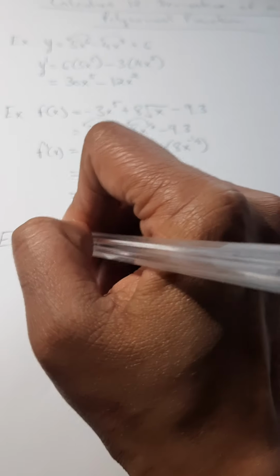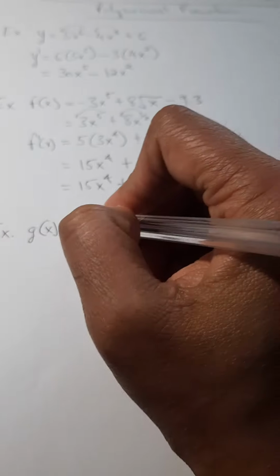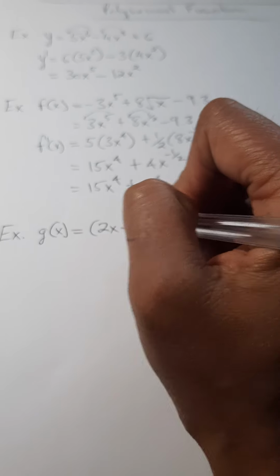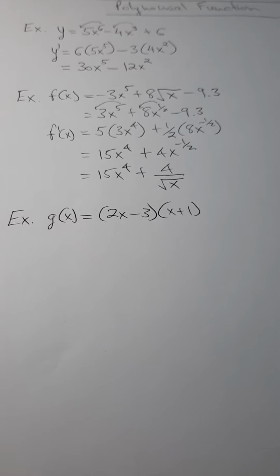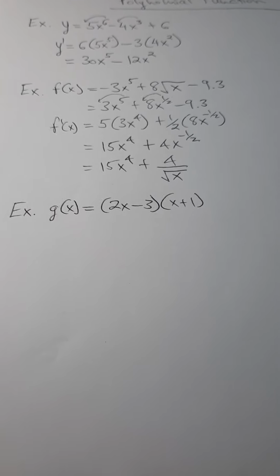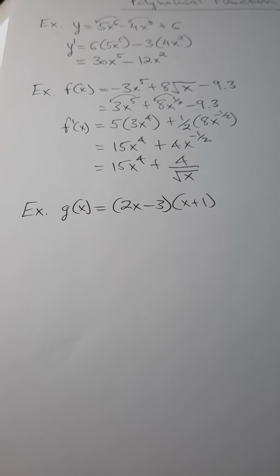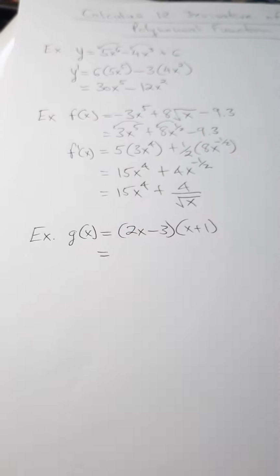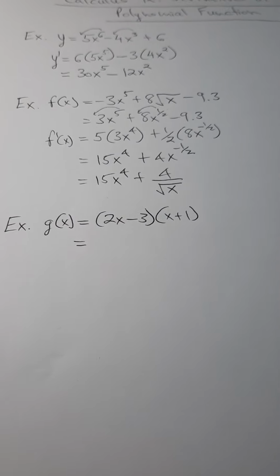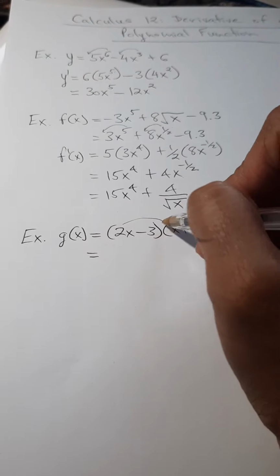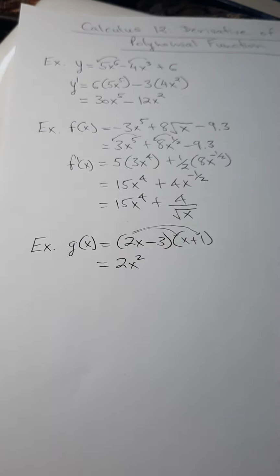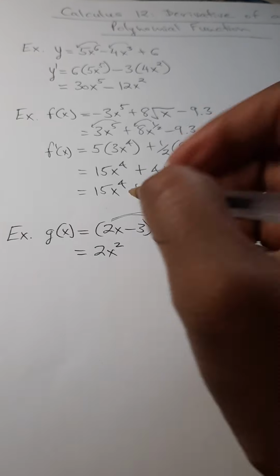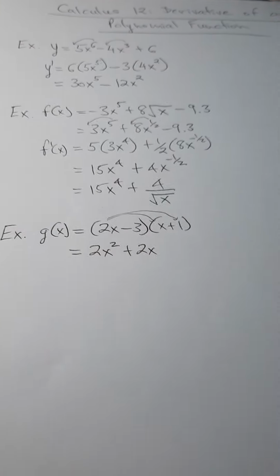Okay, I have g of x equals 2x minus 3 times x plus 1. Now I notice I can use the product rule in this case as well, but we're not going to do that. We are just going to FOIL this out and open up the brackets. So we're going to do 2x times x, so I have 2x squared. And then you have 2x times 1, so plus 2x.